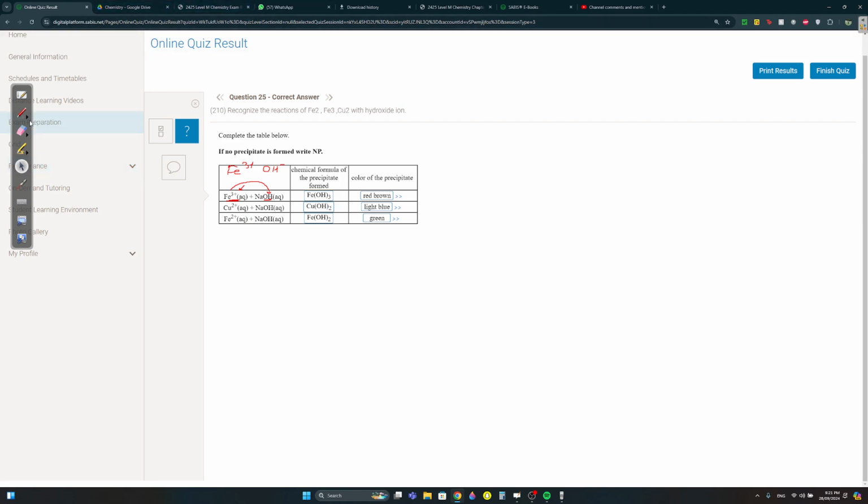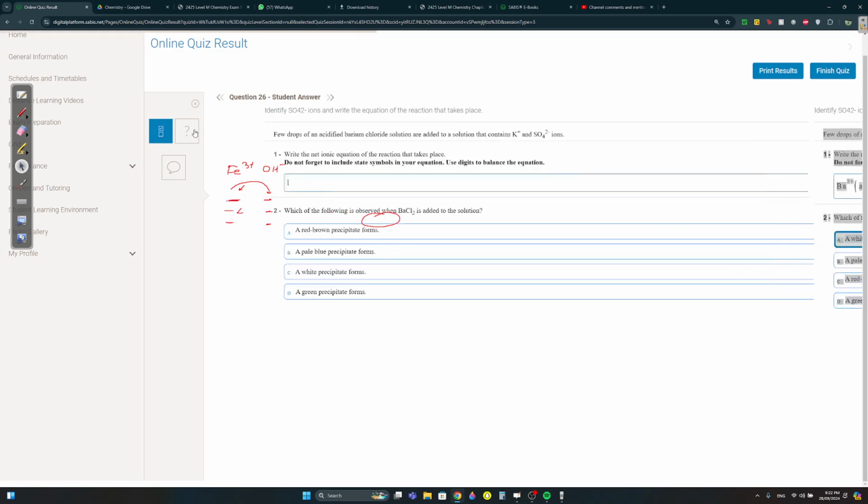Here for copper, same thing, the copper is going to react with the OH, so the 2 goes down to the OH, and it becomes Cu(OH)2. For copper, you say light blue or pale blue or just blue. For copper you can just say blue, but for the Fe3 you have to say red brown. And here, again, Fe reacts with OH, you take the 2 down, Fe(OH)2. Since it's 2 plus now, we can just say green. Some people say dirty green. You can say whatever.